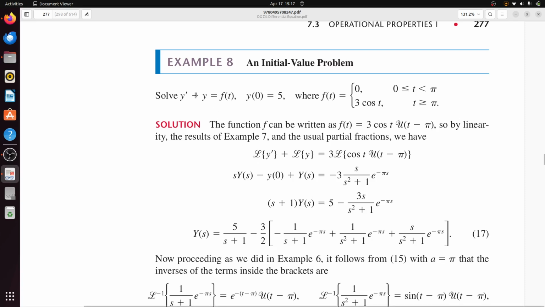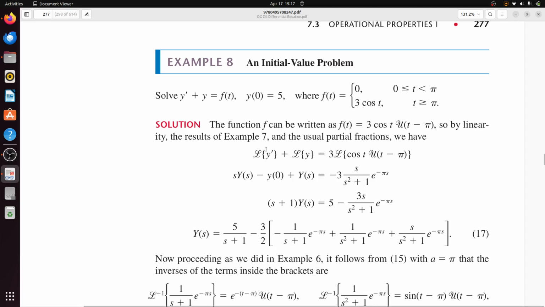Okay, so your problem is dy/dt plus y equals f(t), y of 0 equals 5, where this function f(t) is 0 if 0 is less than or equal to t less than pi, and this is equal to 3 cos t if t is greater than or equal to pi. So the function f can be written as f(t) equals 3 into cos t into u(t minus pi).